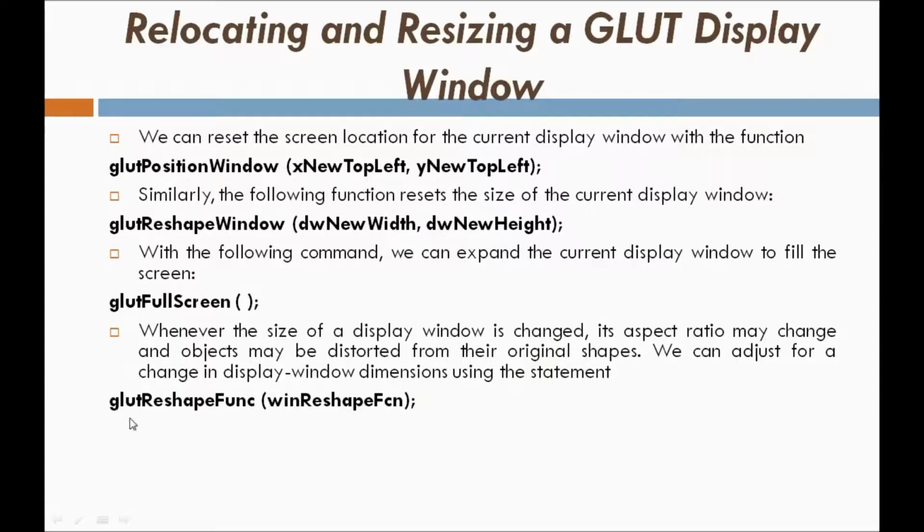For that purpose, to adjust for the change in the display window dimensions, you can use the command glutReshapeFunc. This function is used to adjust your object shape with respect to the changed window size. So the glutReshapeFunc function is used. Getting it, guys? If you have any doubts, please post them in the comment section.